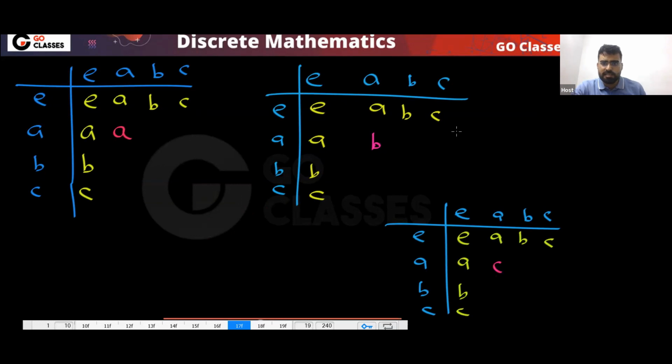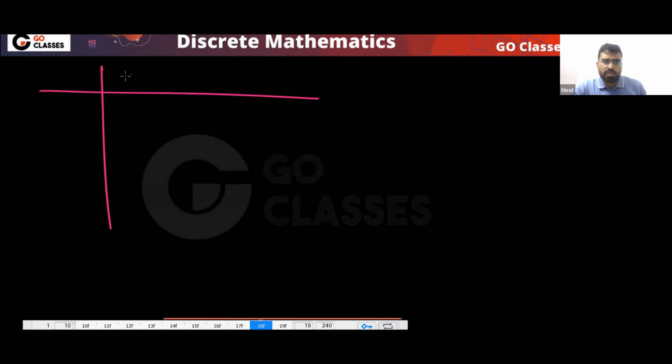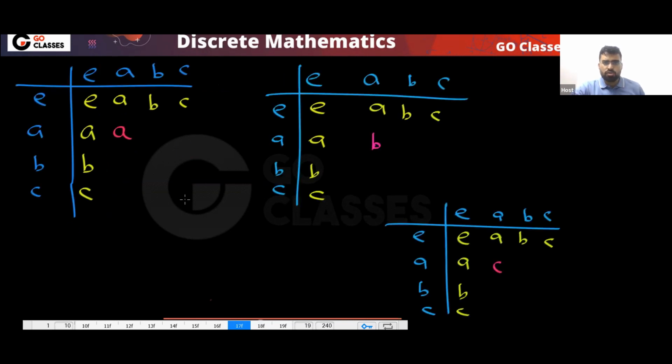Let's consider these. Yes, E is also there, don't worry. You can put E also. So E, A, B, C, and then finally, there is no choice here. Yellow means there is no choice. Now here I can put E. So these are the four possibilities. Yes or no? These are the four possibilities.